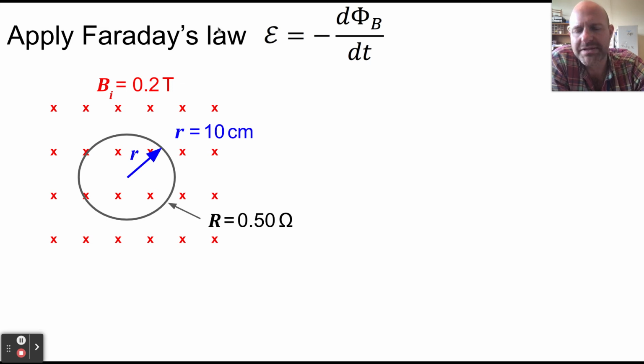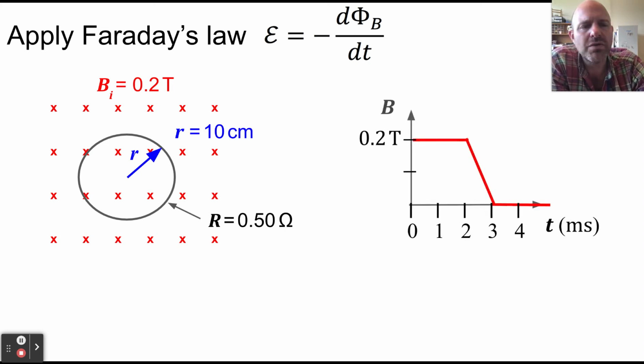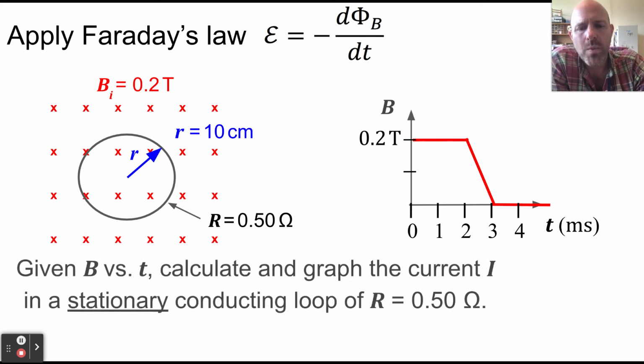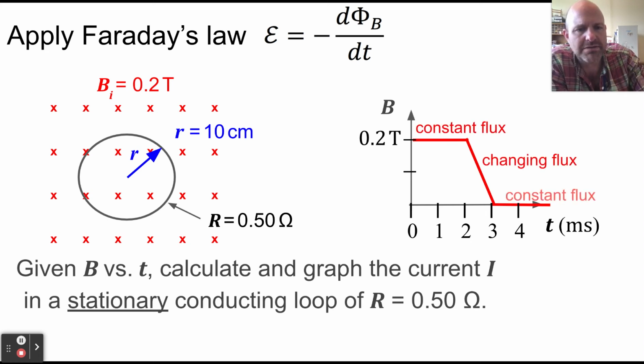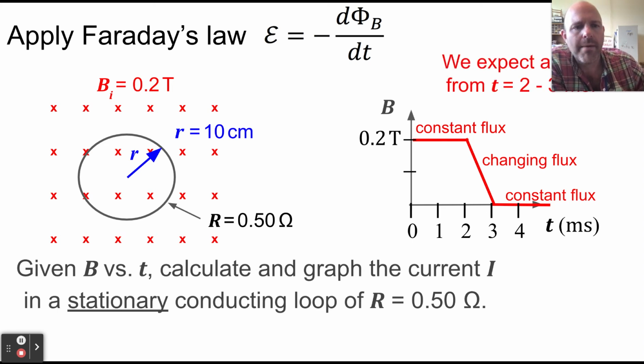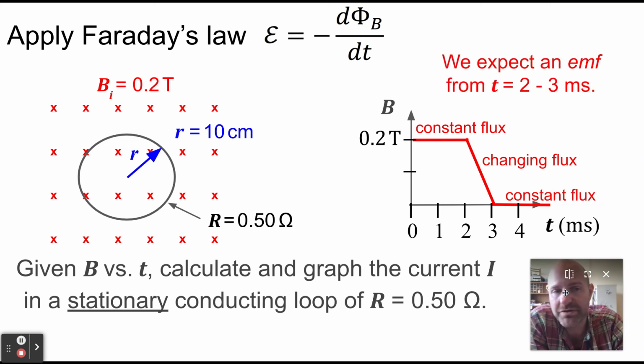So Faraday's law, let's think about this. Here we have a magnetic field, a radius, and we have a resistance of the coil. If I give you this graph of the magnetic field strength over time, we have constant for a while, then over the time from 2 to 3 milliseconds, it drops from 0.2 Tesla down to 0. We can figure out how much EMF would be induced. And then if we know that the conducting loop has a particular resistance, we should be able to calculate the current. So we have constant flux, changing flux, constant flux, and we expect an EMF to exist from 2 to 3 milliseconds.